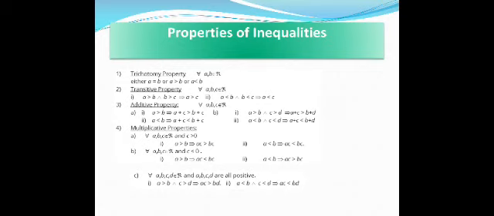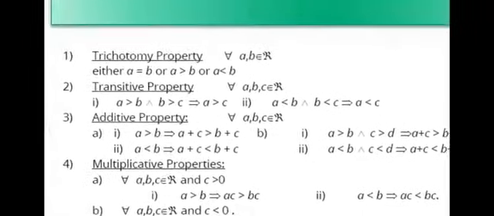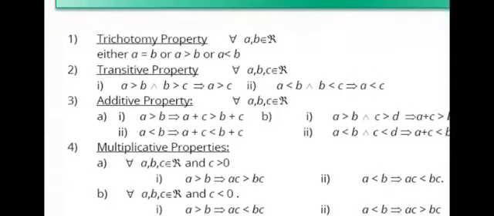Next is properties of inequality. First is trichotomy property: if you have 2 real numbers, they are either the same, or one is greater and one is less. Just like 2 and 3, 2 and 3 are not equal, 2 is less than 3.